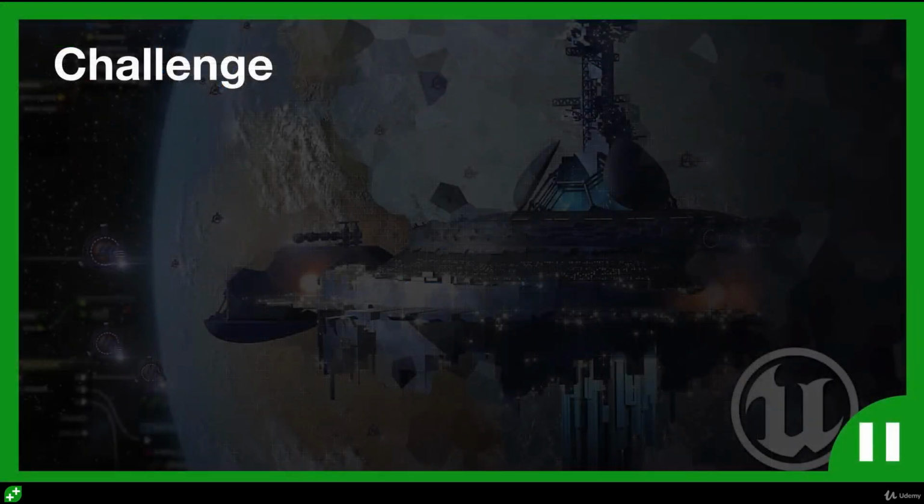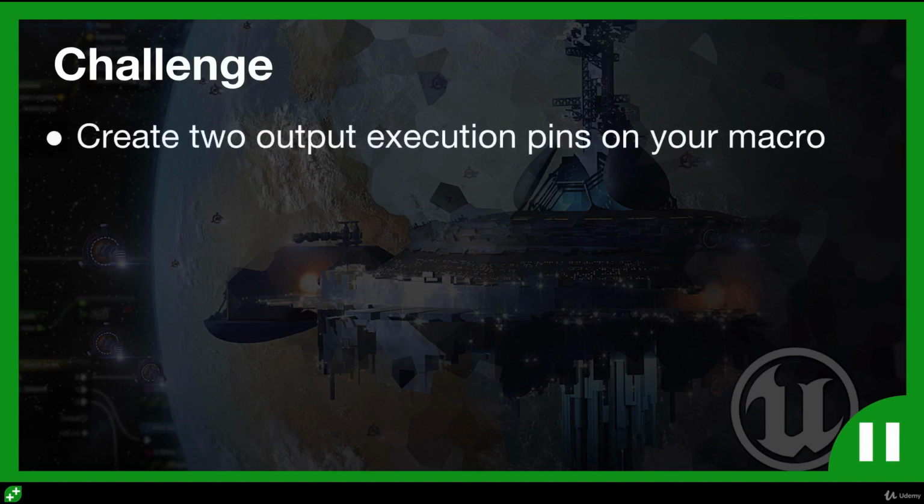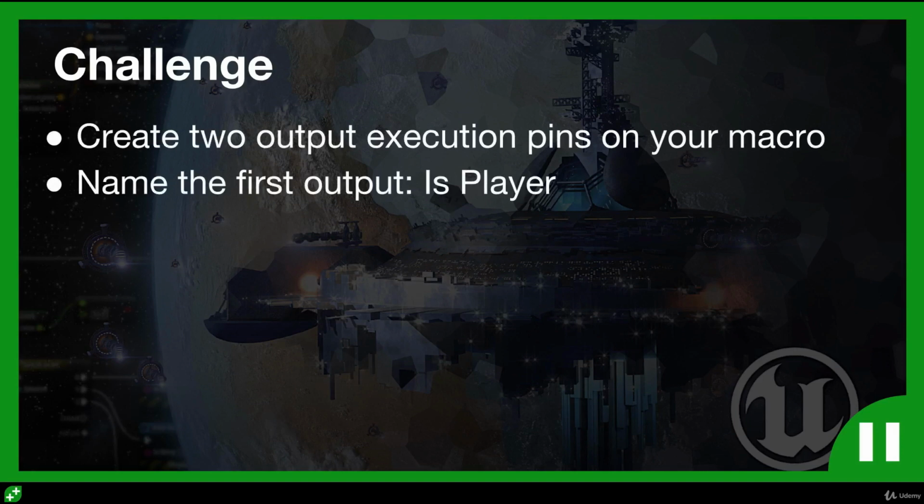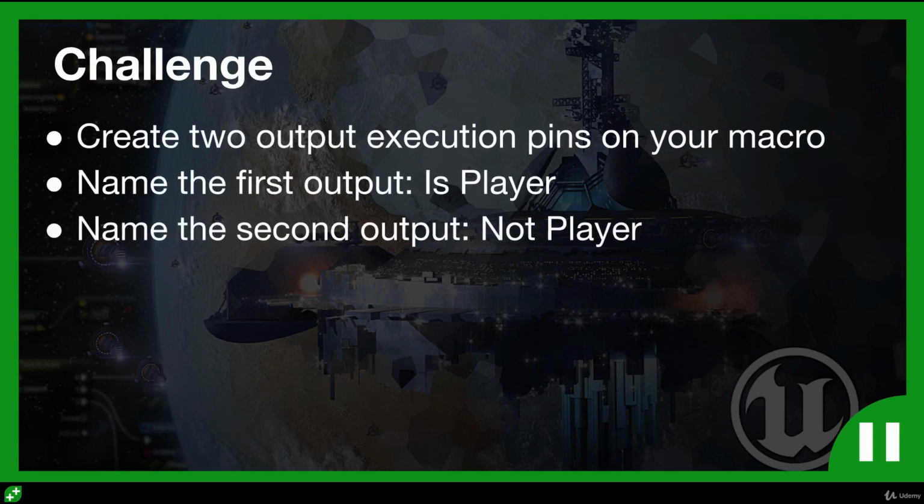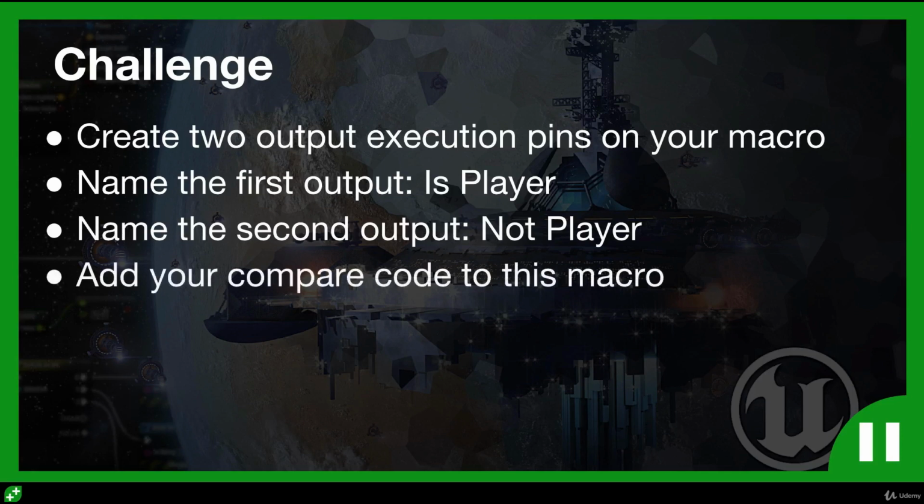And now I'm going to challenge you to finish this macro off. Create two output execution pins on your macro. Name the first output isPlayer, and then name the second output notPlayer. And for the final step, add your compare code to this macro. So the code where we compare the other actor to see if it's equal to the player pawn, and where we use the branch, we want to add this code to this macro. Okay, so pause here, and once you finish this, come back to the lesson and hit resume.